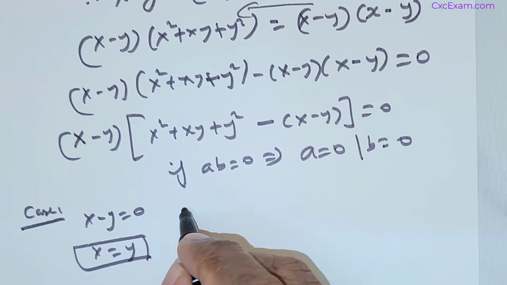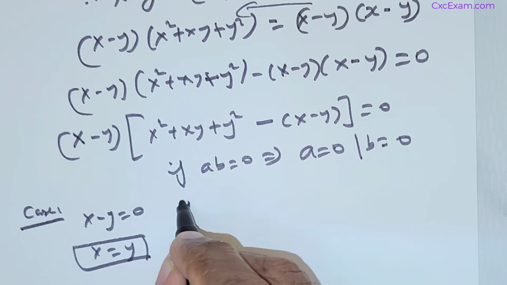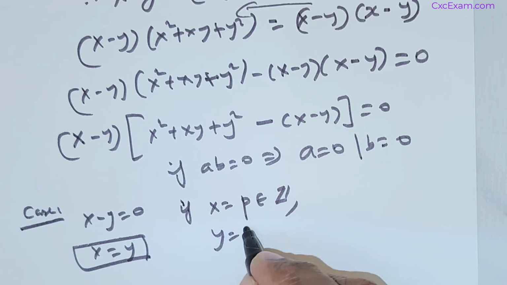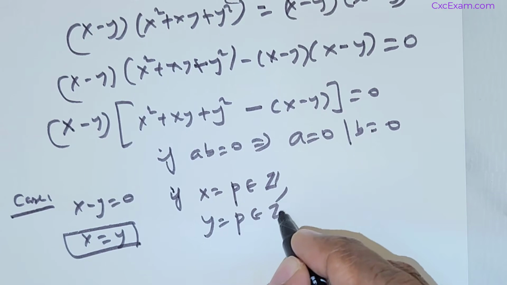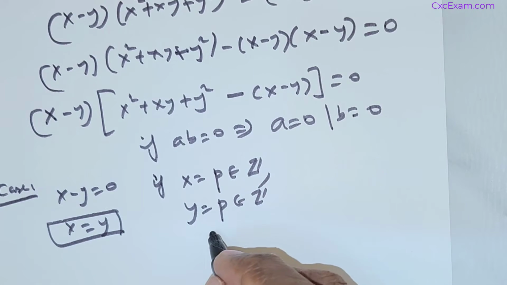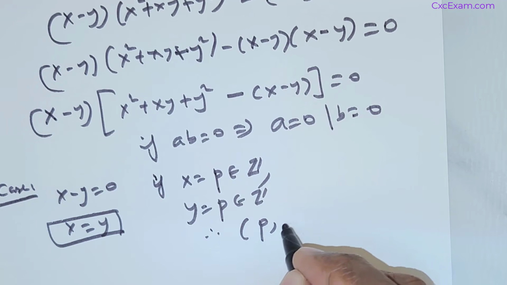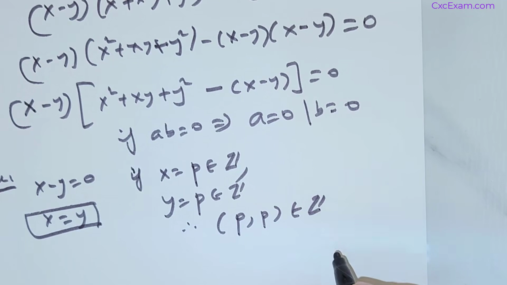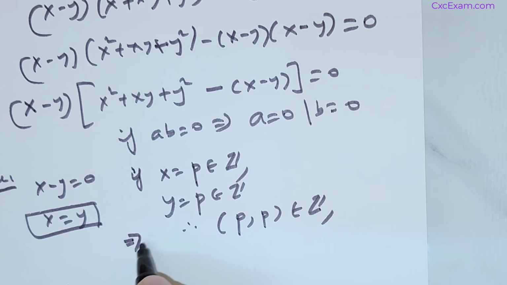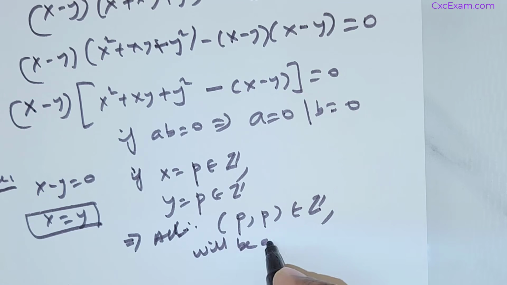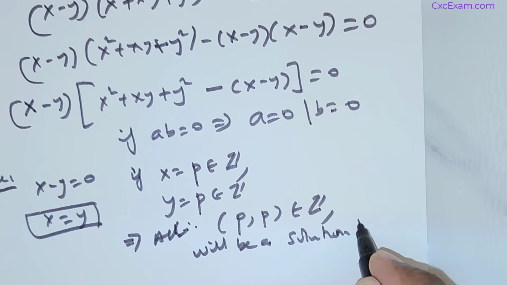So that means if x is equal to, say, some p element of Z, y will also be equal to the same p element of Z. So if I take (p, p) with p an element of Z, this implies all (p, p), p an element of Z, will be a solution to 1.